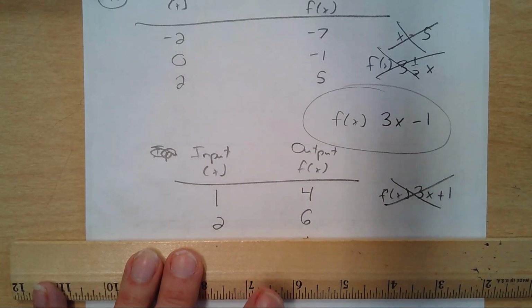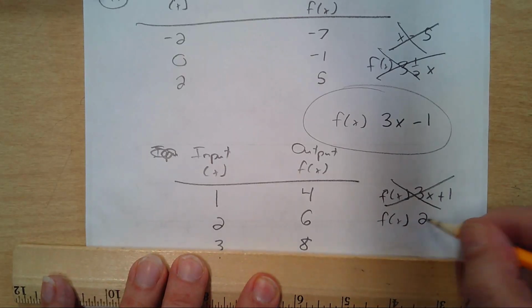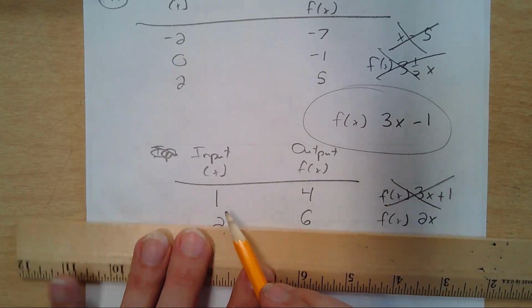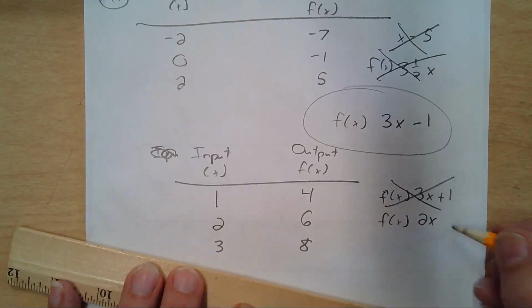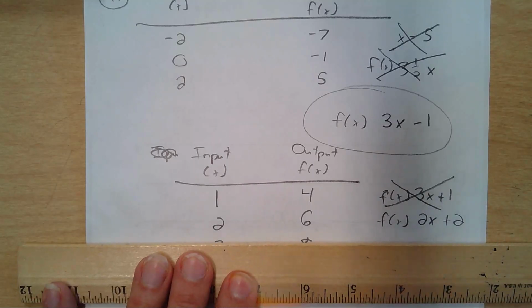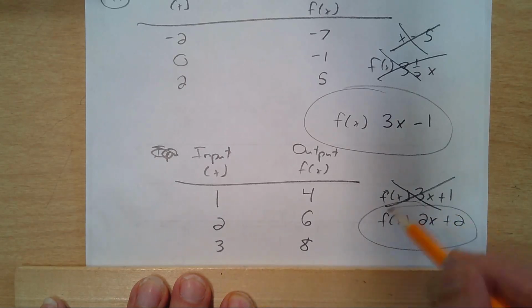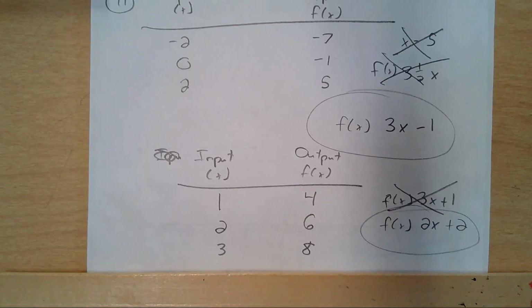So how else could I get there? Well, I could say, okay, well, what if I multiply by 2? So 1 times 2 is 2, and then 2 plus 2 is 4. And then over here, plug it in, 2. 2 times 2 is 4. 4 plus 2 is 6. 3 times 2 is 6. 6 plus 2 is 8. There would be my rule for that one right there, 2x plus 2.